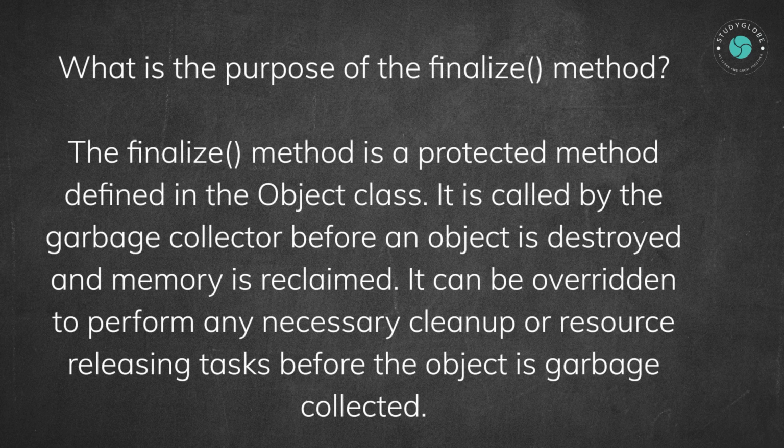What is the purpose of the finalize method? The finalize method is a protected method defined in the Object class. It is called by the garbage collector before an object is destroyed and memory is reclaimed. It can be overridden to perform any necessary cleanup or resource releasing tasks before the object is garbage collected.